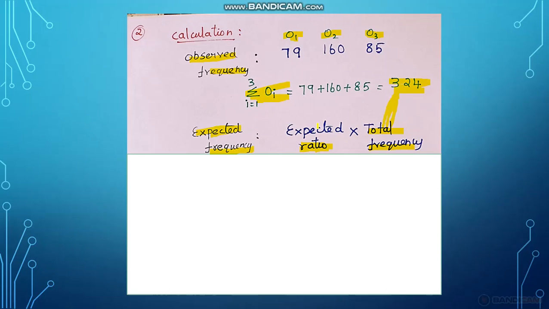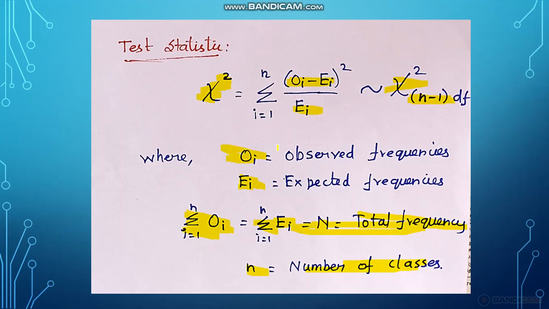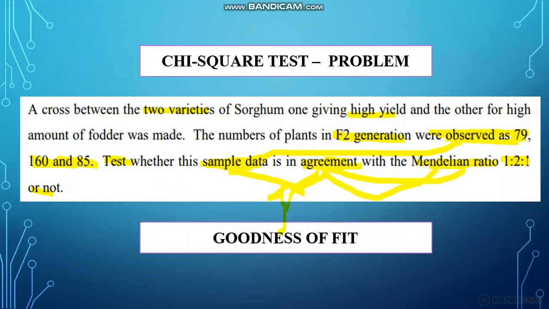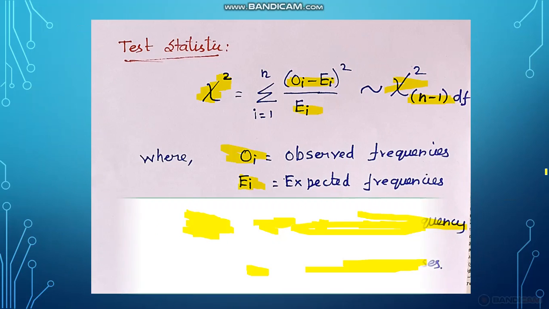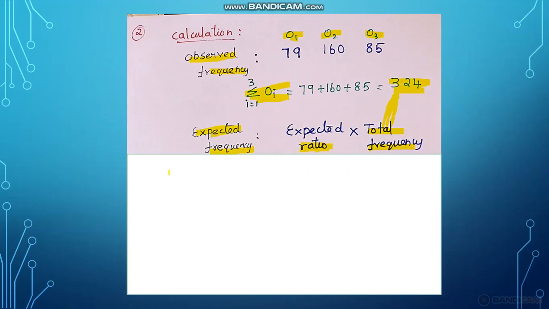In the problem they give the expected ratio, sorry, not the frequency. They gave the ratio 1:2:1. So this ratio is the expected ratio, and by using this ratio you find the expected frequency. The formula is the expected ratio into the total frequency.